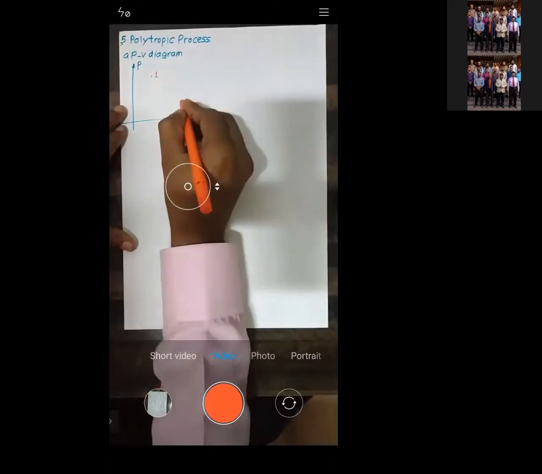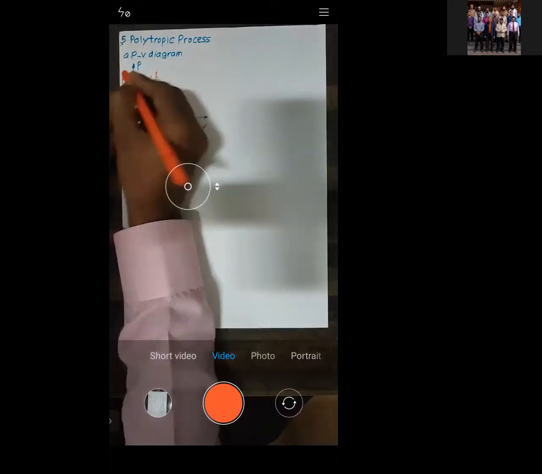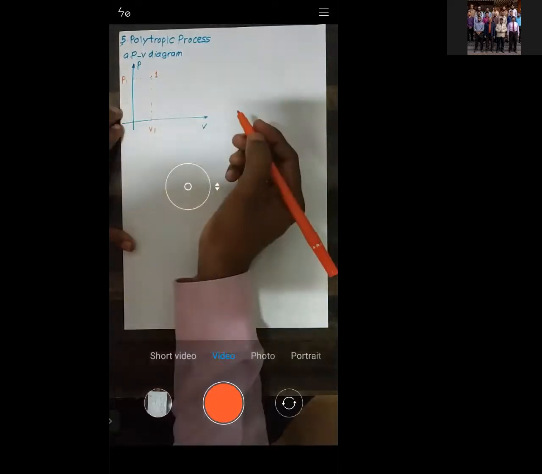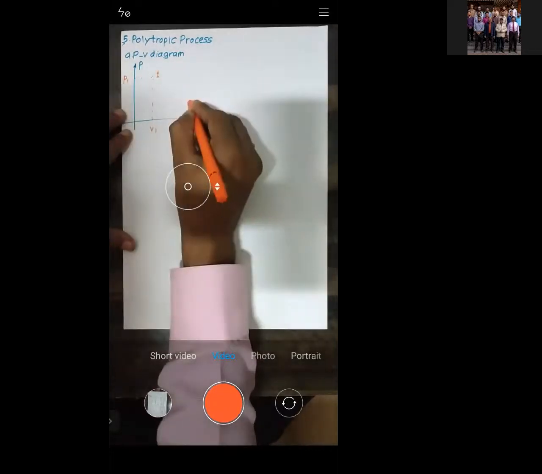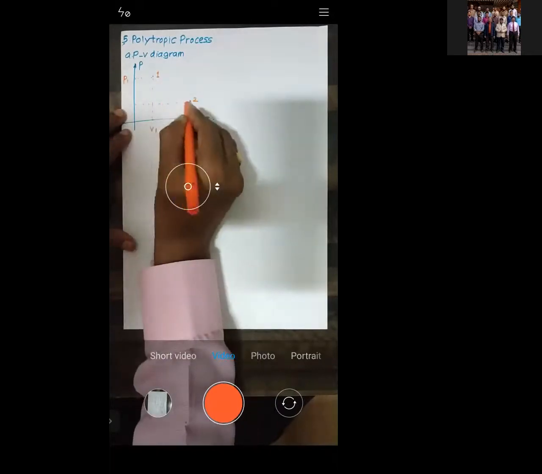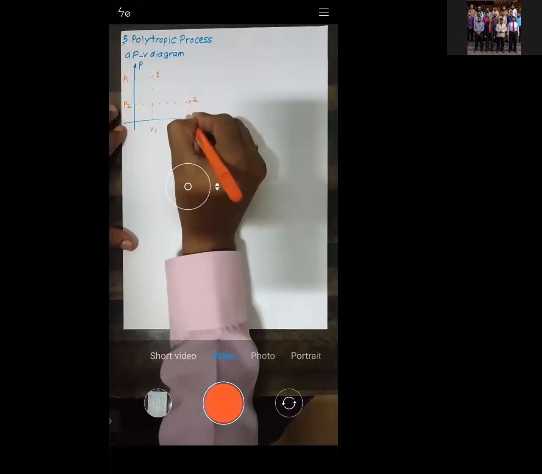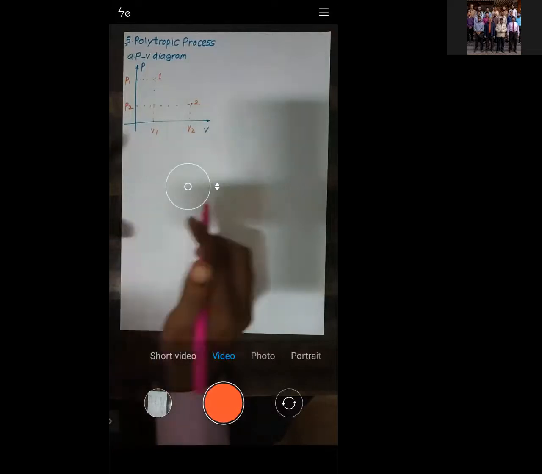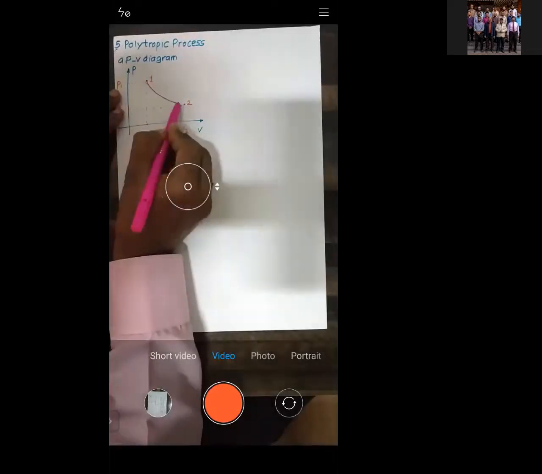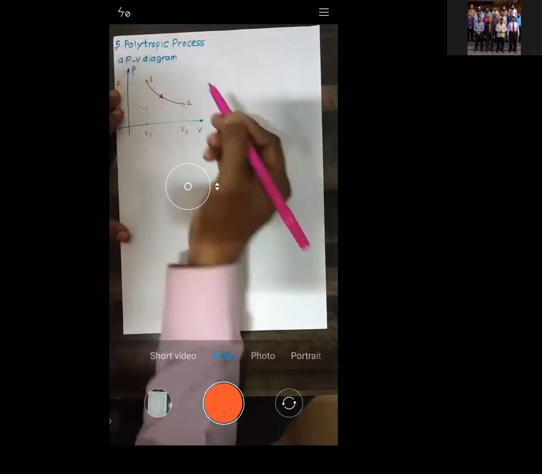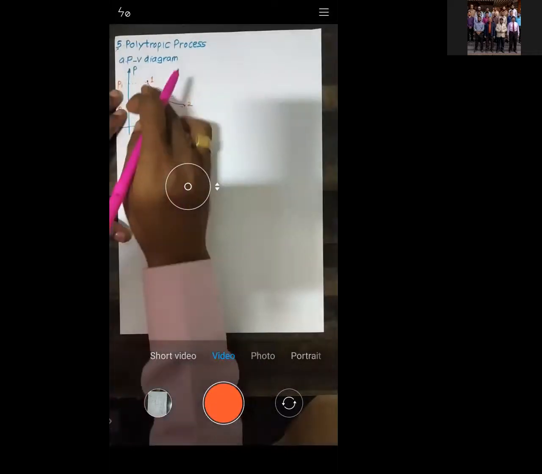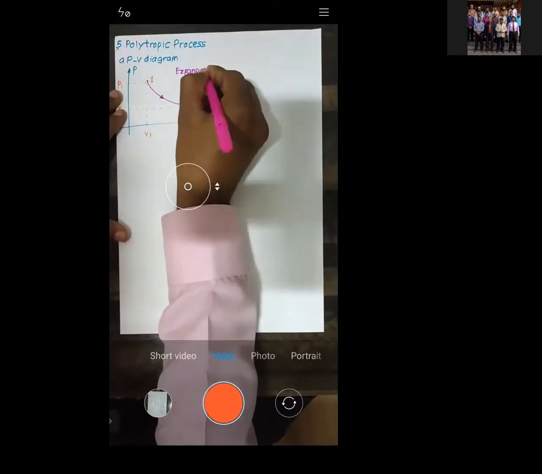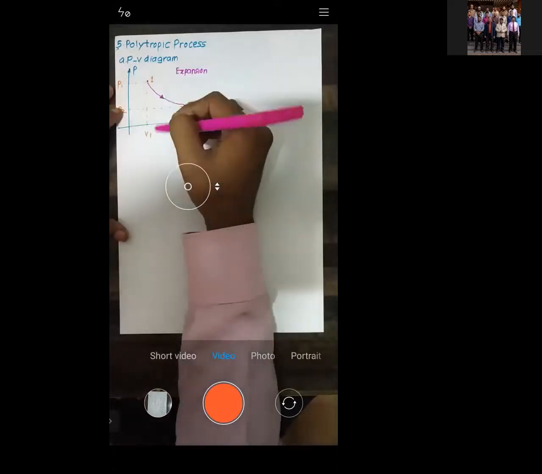At point 1, we have pressure P1 and volume V1. From this initial state 1, let's say I need to move to state 2, where pressure is P2 and volume is V2. When I move from state 1 to state 2, the pressure decreases and at the same time the volume increases. Such a process is known as expansion.